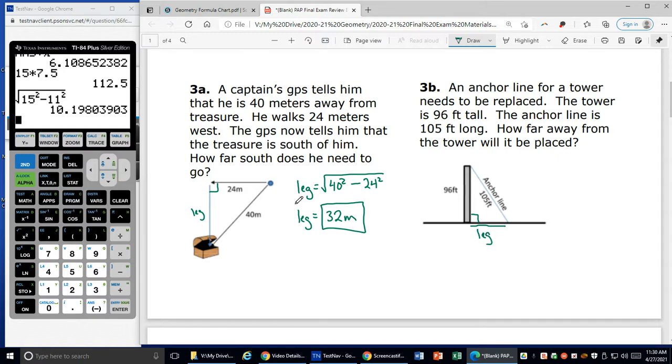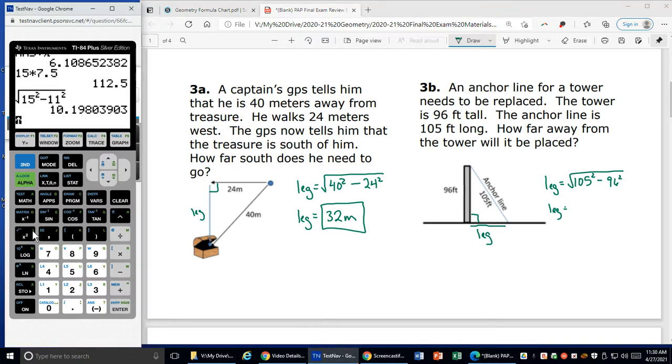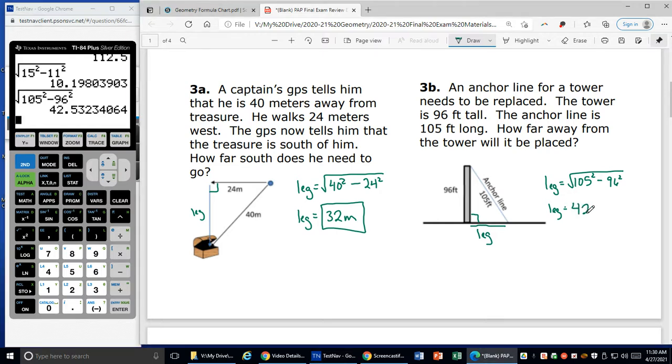And just like in the last problem, I'm looking for a leg. So I'm going to solve it exactly the same way. My hypotenuse is 105 minus my other leg, 96 squared. So I need to place that leg, or the bottom of the anchor line, needs to be placed, square root, 105 squared, minus 96 squared. I need to place it 42.532 feet away.